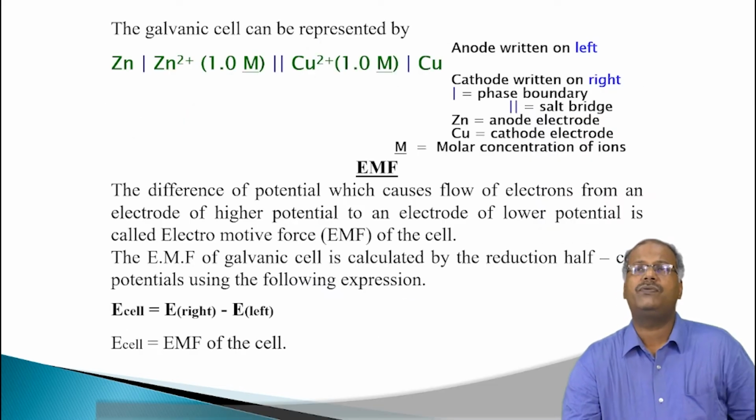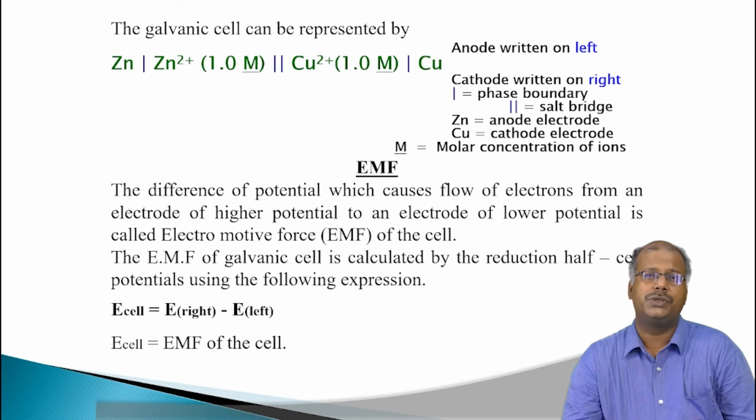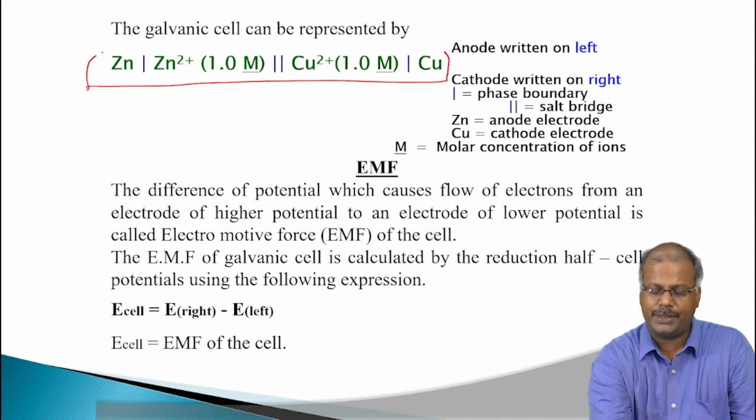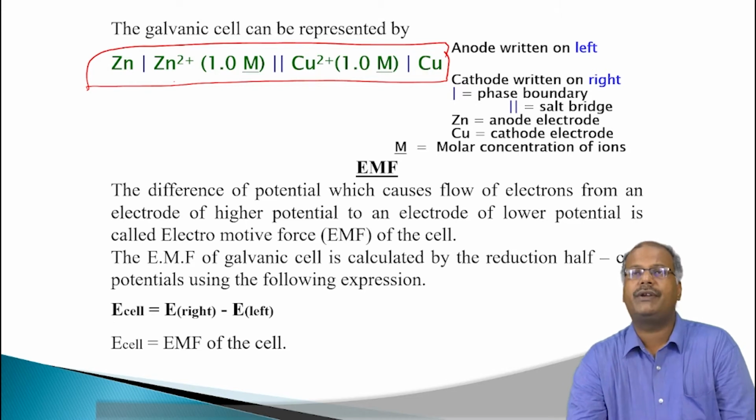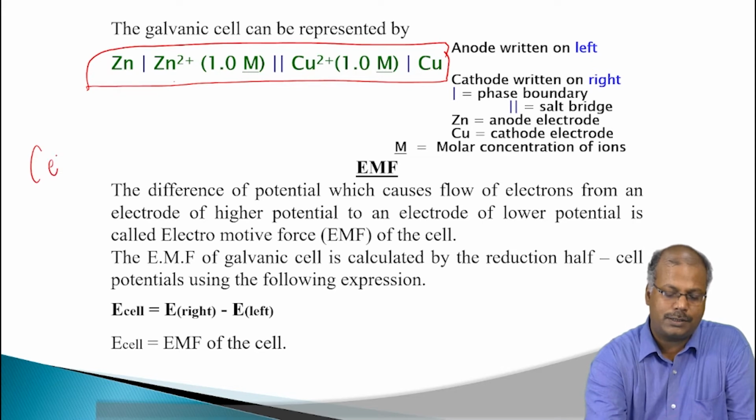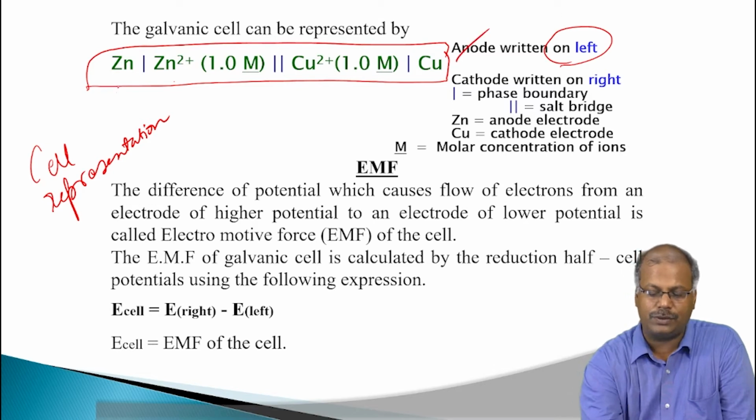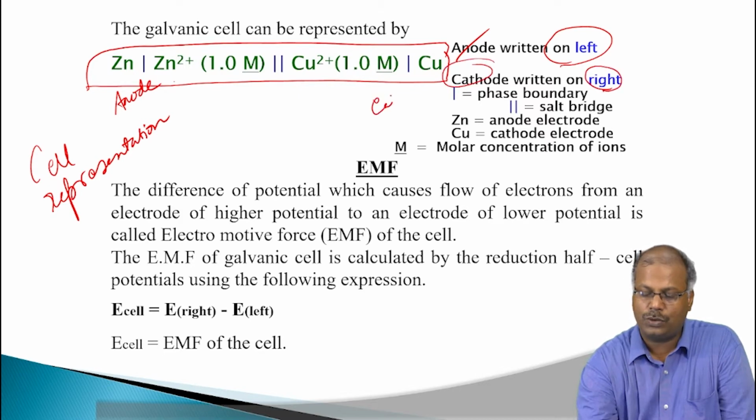Next, representation of a galvanic cell. That means for this type of electrochemical cell or galvanic cell, there is a notation used for its representation. Typically, the zinc copper galvanic cell is represented like this: Zn | Zn2+ (concentration) || Cu2+ (concentration) | Cu. So what is the notation in writing the cell representation? This is the electrochemical cell or galvanic cell representation. The anode is written on the left, here zinc anode. The cathode is written on the right side, this is the copper cathode.